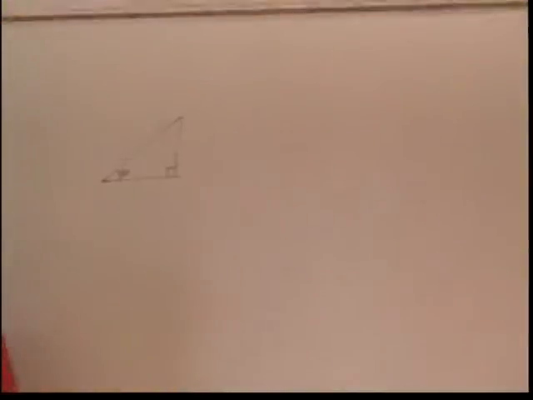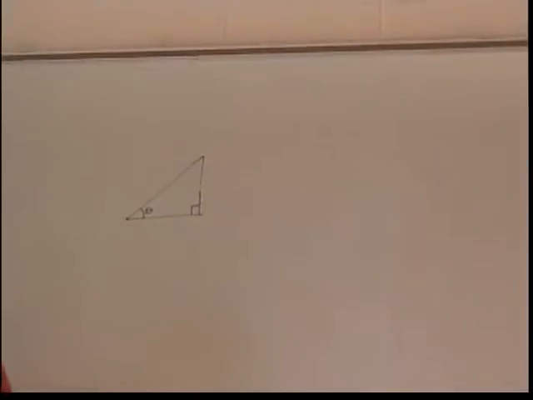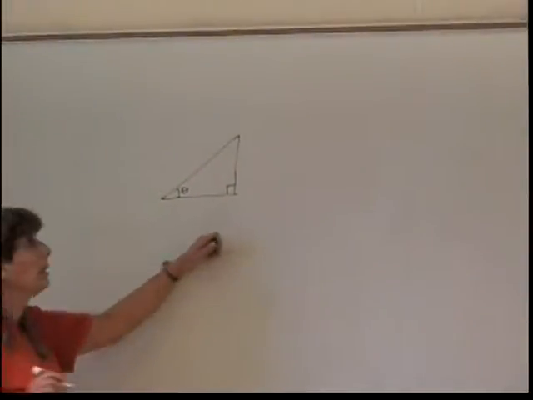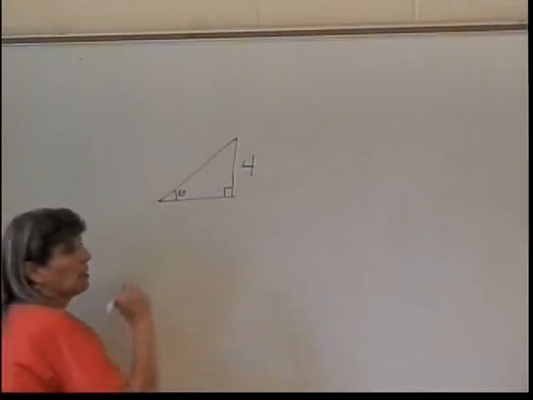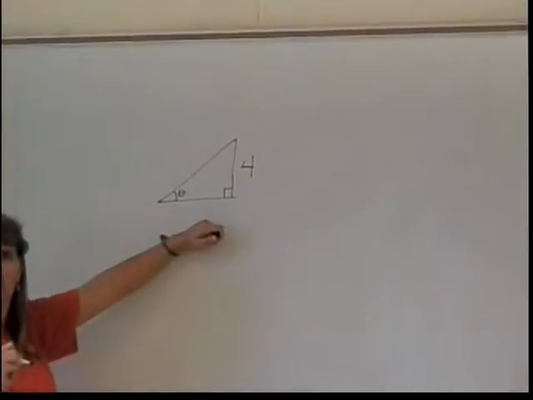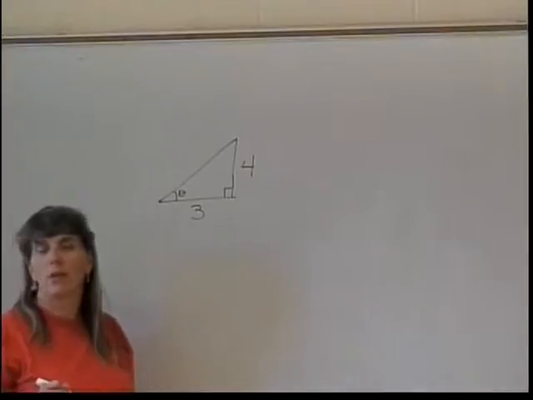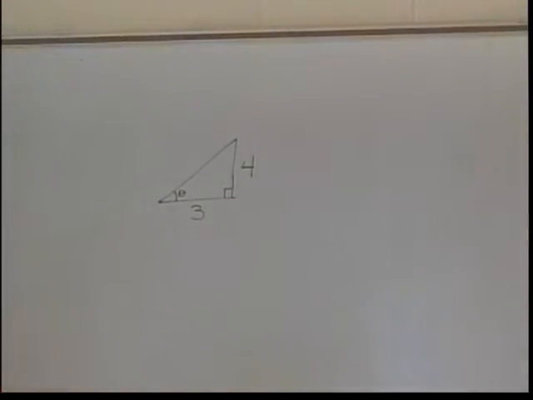All right, if I know that the tangent of theta is 4/3, what can I say about 4 related to my triangle? It's the opposite side. What can I say about 3 related to my triangle? It's the adjacent side. Now, in order to answer the rest of the questions, I'm going to need the hypotenuse.